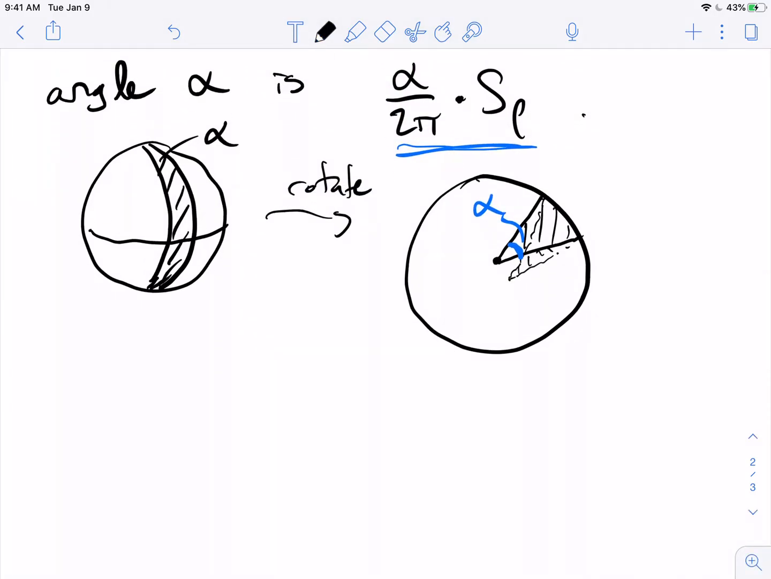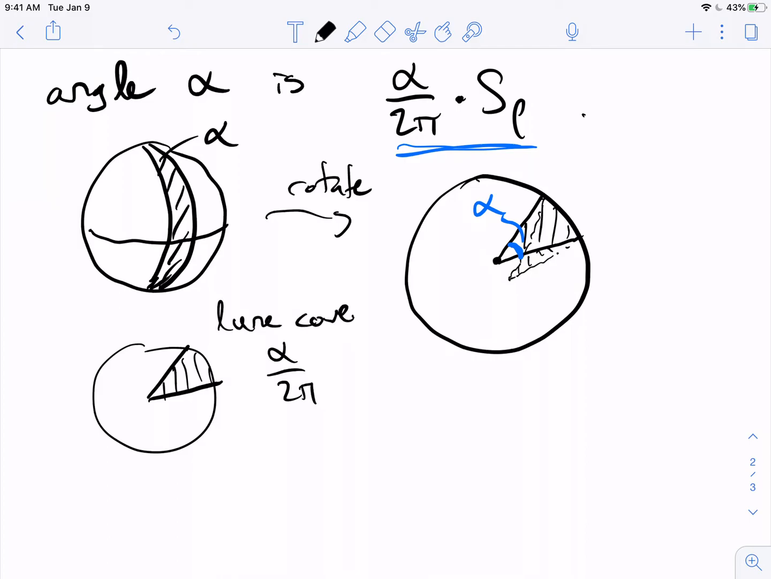Okay, so just to make it super clear, again, the view from above is exactly this. So what fraction is this lune covering? Well, it's exactly given by the angle divided by the total amount of angle, which is alpha over 2 pi. So the lune covers alpha over 2 pi, this fraction of the whole sphere.